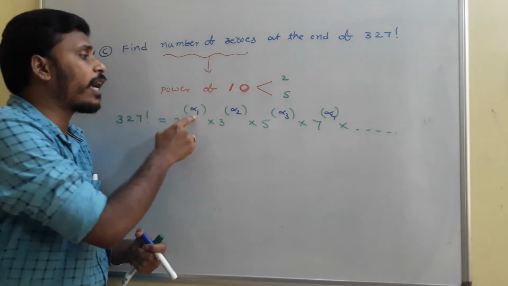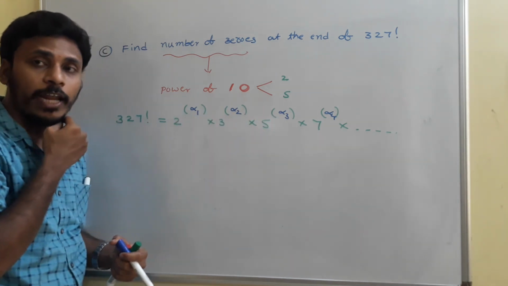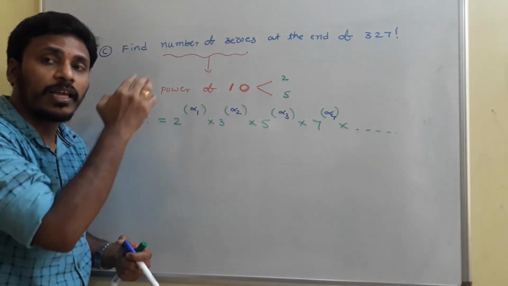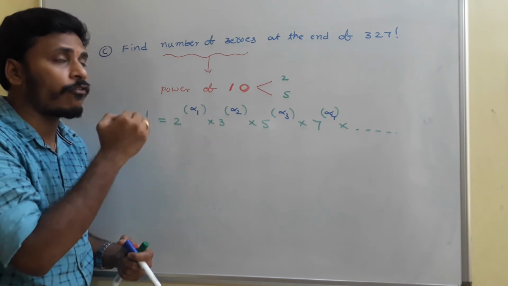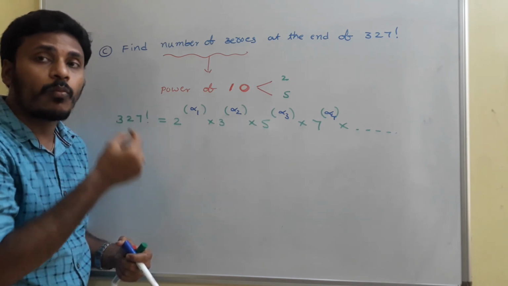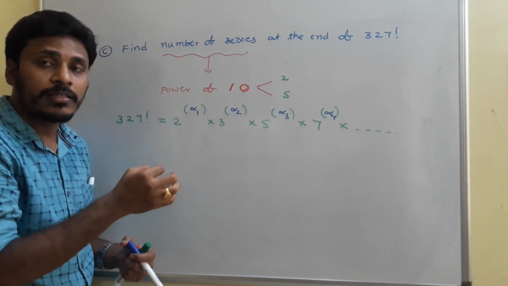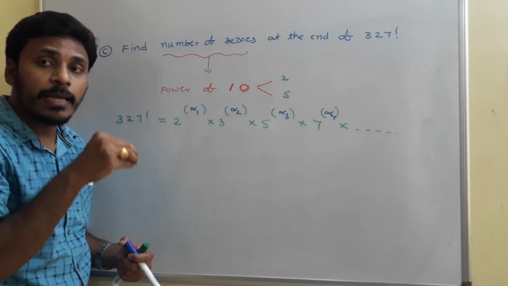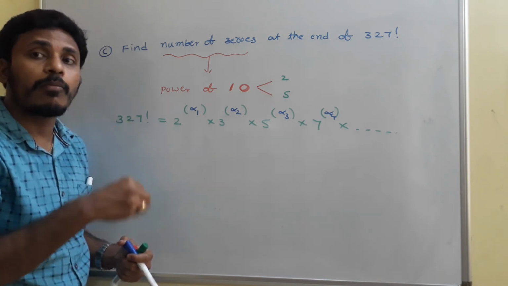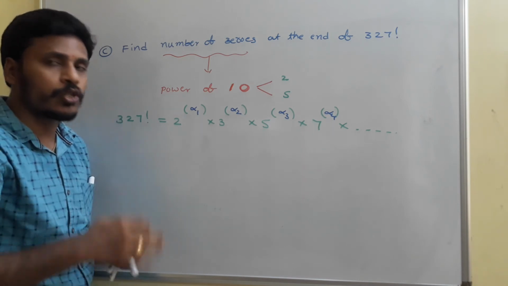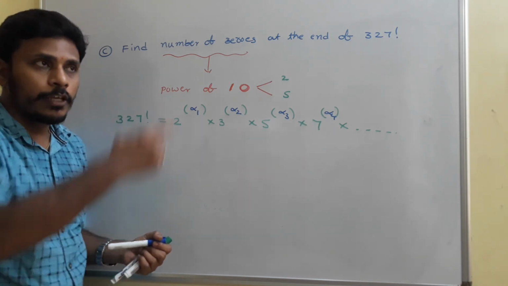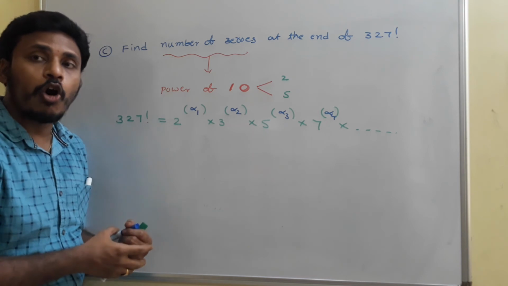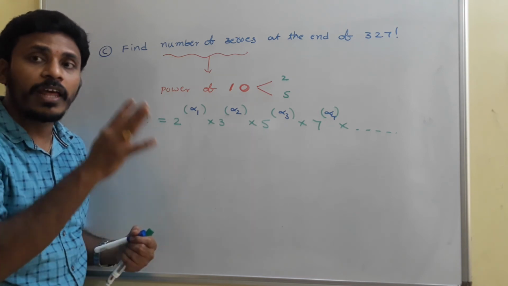So to find that alpha 1 and alpha 3, we need to calculate the power of 2 in the given number as well as the power of 5 in the given number. And one more logic is, if you collect consecutive numbers, there are fewer 5s and more 2s. Suppose you take the first 9 numbers. How many 2s are there? Okay, there are 4 2s.